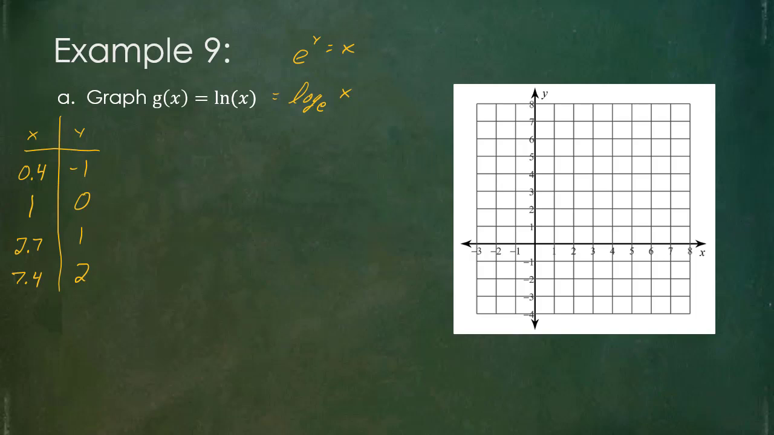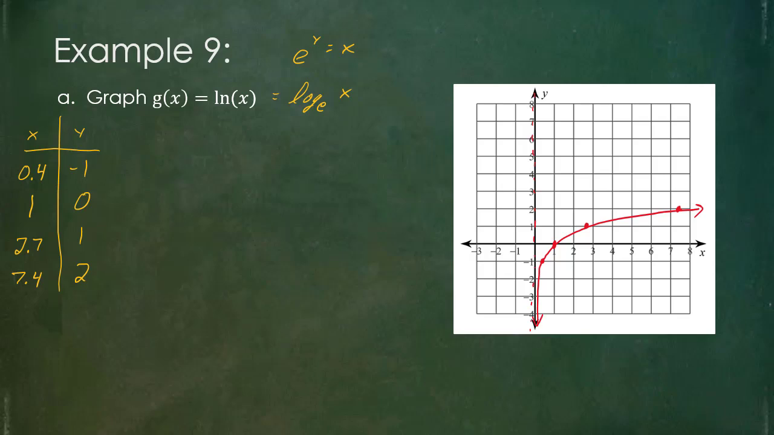For this though, I need to think in terms of where would those points actually be on our grid. So 0.4 would be a little bit over, and then -1 right there. 1, 0, 2.7 comma 1, so right about there. And 7.4 comma 2 would be just a little bit less than halfway right there. And again, still a vertical asymptote for this one since there was no shift. That is the y-axis, or x equals 0. So the graph of this one would go through those points.